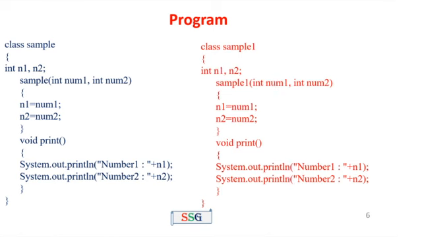Next we have to declare another class. Here the class name is Sample1. The content of the code is the same, int n1, n2. Here Sample1 is the constructor function. The print function also prints n1 and n2. Now in this case, we have two classes. First class name is Sample, second class name is Sample1.